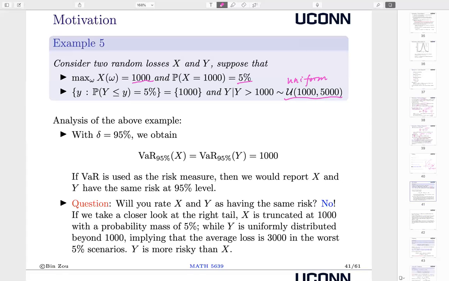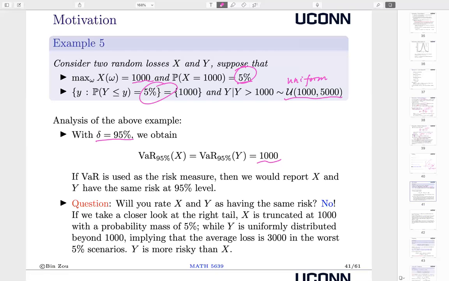Now if we apply the risk measure VaR and we select this special level 95%, it's very easy to see that both X and Y will lead to the same VaR at 95%, which is 1000. That is exactly why I set this up. And of course, now if we apply VaR as the risk measure, we would conclude both have the same risk measure, 1000, meaning there is a 5% chance that the loss is at least 1000.